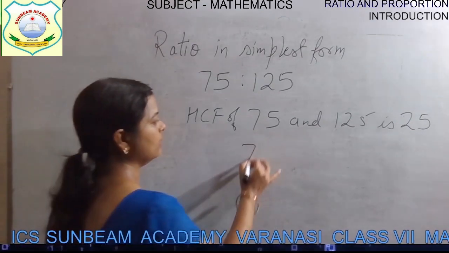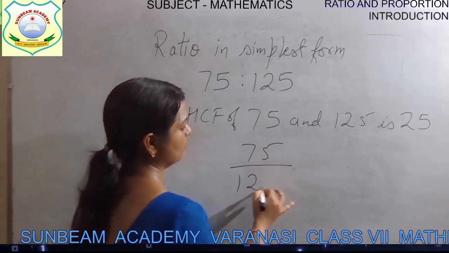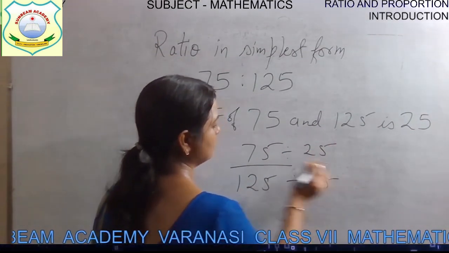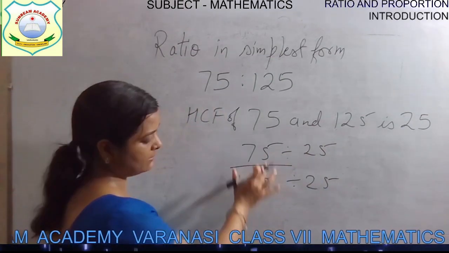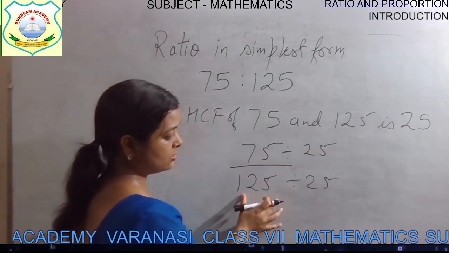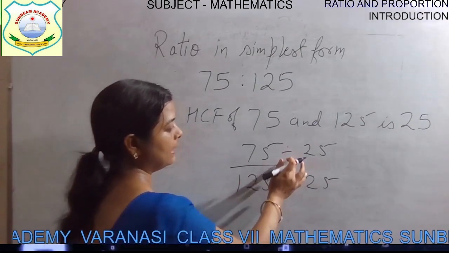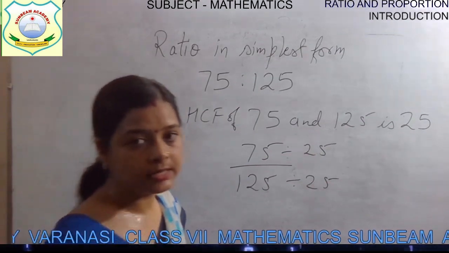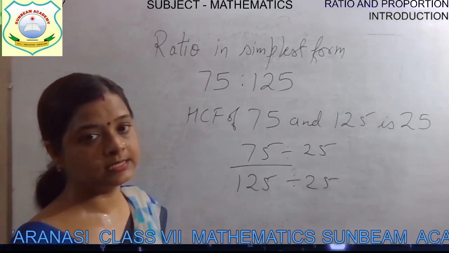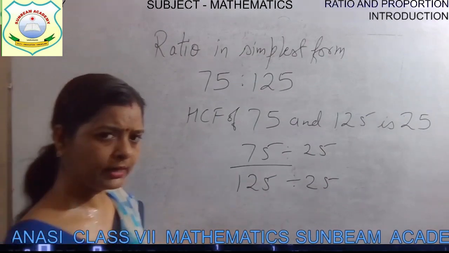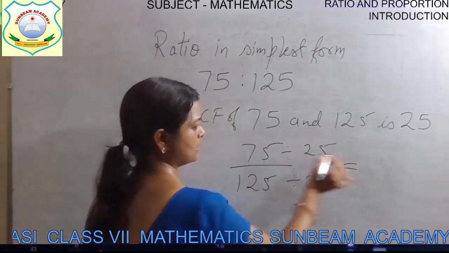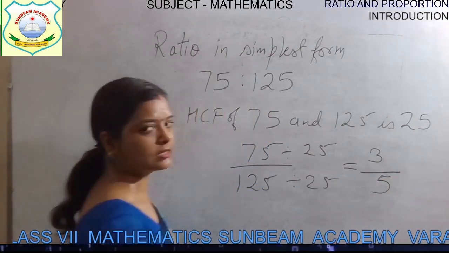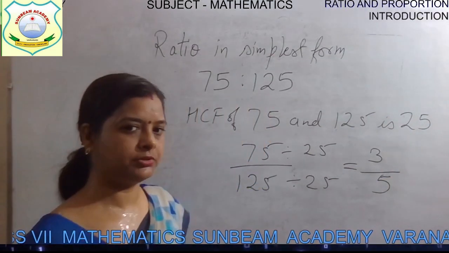So we will directly divide 75 and 125 by the HCF. See, this is my ratio, isn't it? 75 is to 125, and I am dividing both the first term and the second term by its HCF. What you will get? See, 25 3s are 75 and 25 5s are 125. See, in one go you can solve this question.